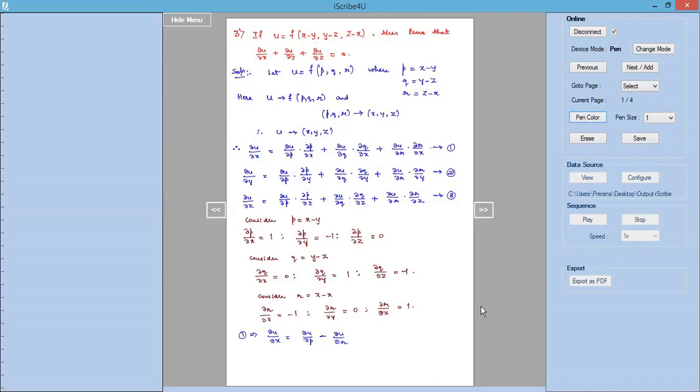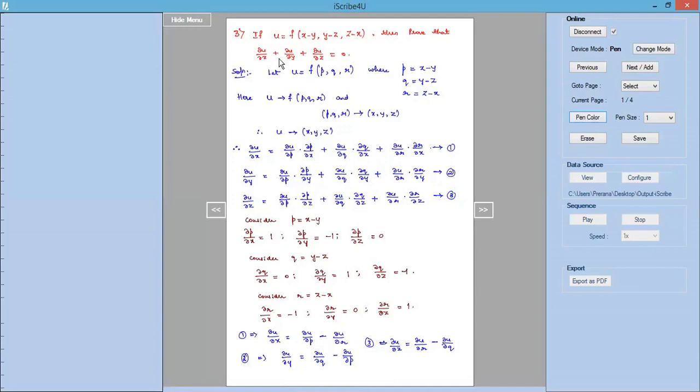Now similarly substituting in equation 2 we will be able to obtain ∂u/∂y equal to ∂u/∂q minus ∂u/∂p. And finally equation 3 gives us ∂u/∂z is equal to ∂u/∂r minus ∂u/∂q. So we have substituted in equations 2 and 3 also and obtained these results for ∂u/∂y and ∂u/∂z.